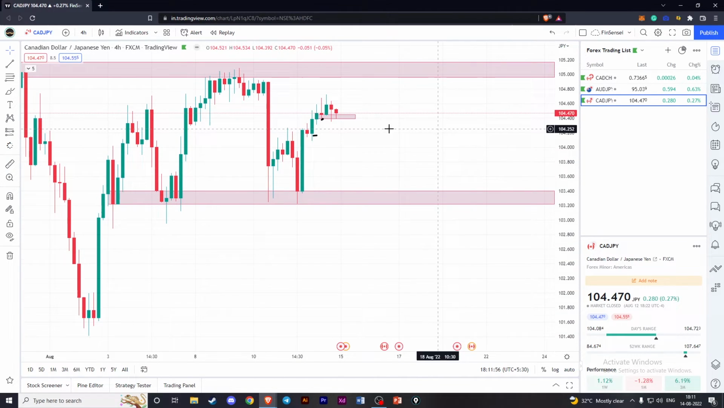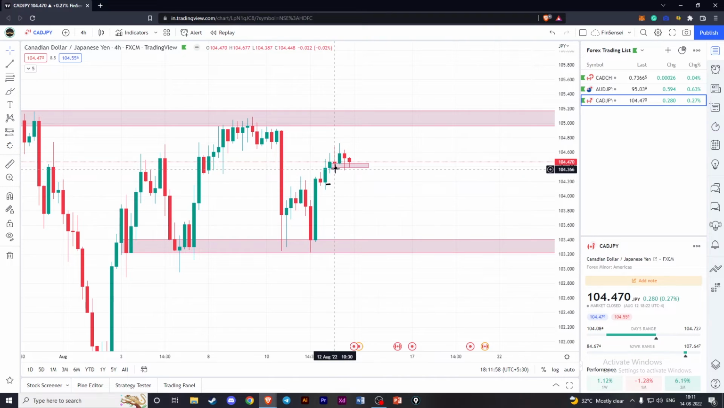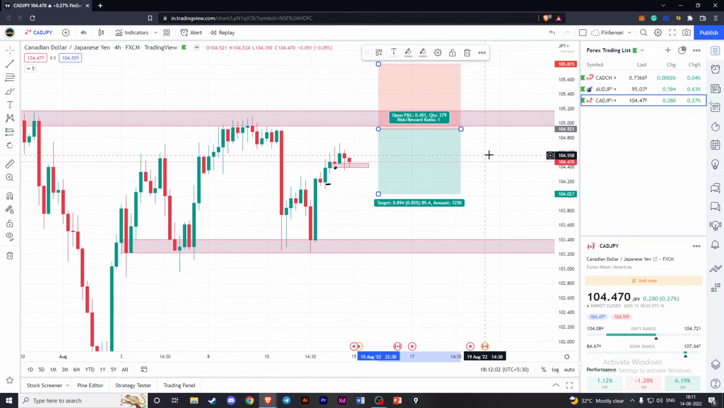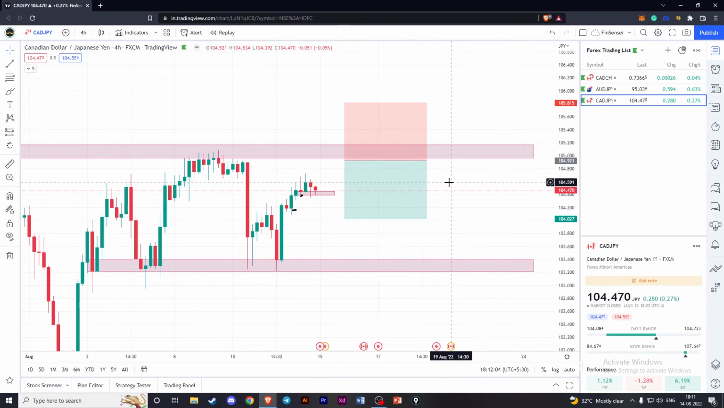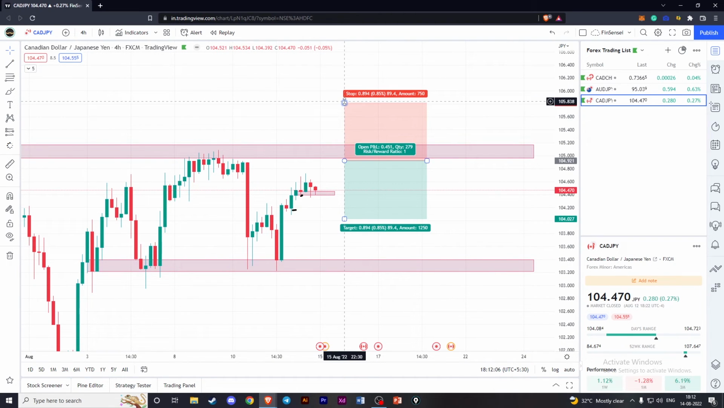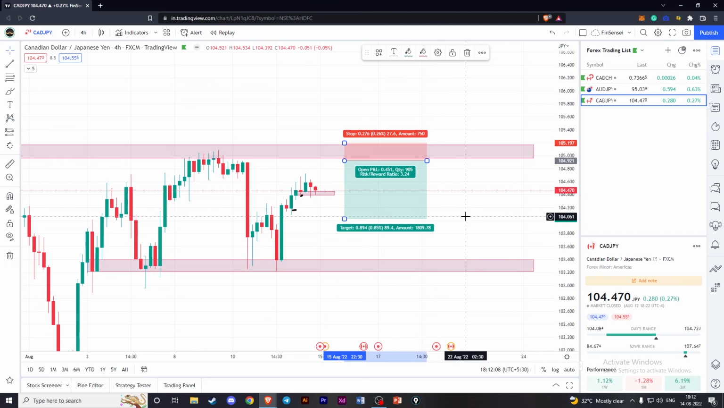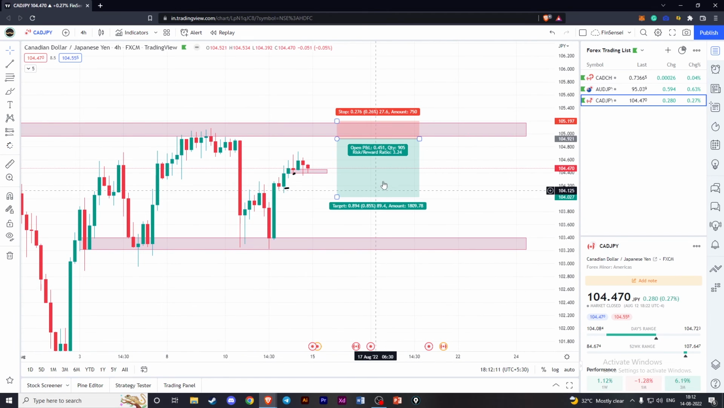And just in case the market opens a bit bullish, then we can wait for any kind of reversal pattern shown right here, like a double top or a triple top or something, like any kind of bearish reversal candlestick pattern like an evening star, and then we can short it for a greater target.